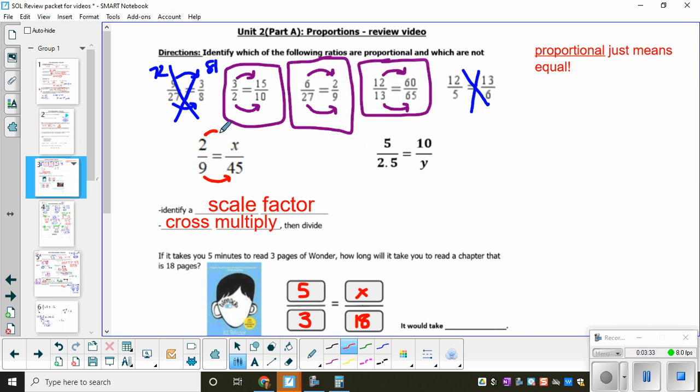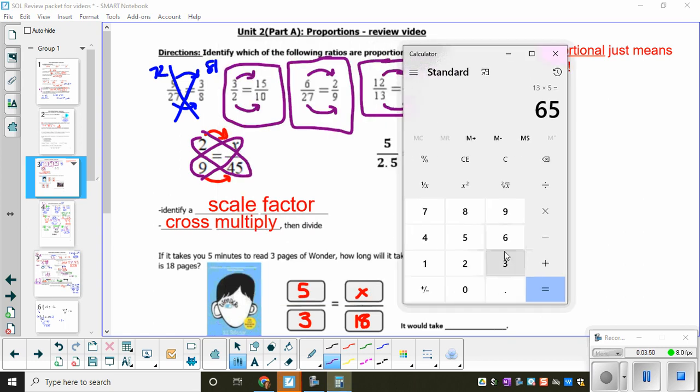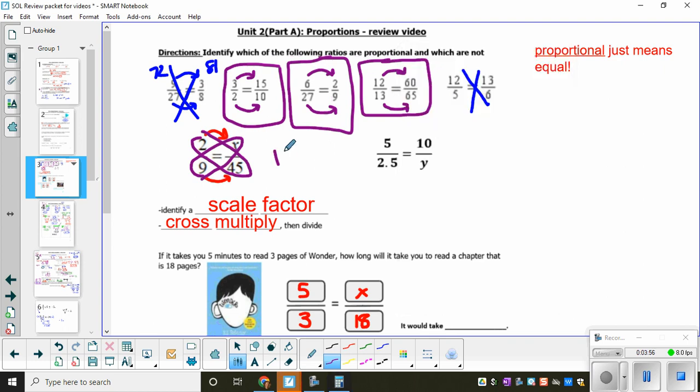So you could just do 2 times 5 to get a 10. But let's say you're not good at that and you don't want to worry about identifying a scale factor. You could simply cross multiply, then divide. So you can multiply the 2 and the 45 and then divide by the 9. So we've got 2 times 45. When we divide that by 9, we get 10. And that's the same thing that the scale factor people would have gotten for x. X here equals 10.